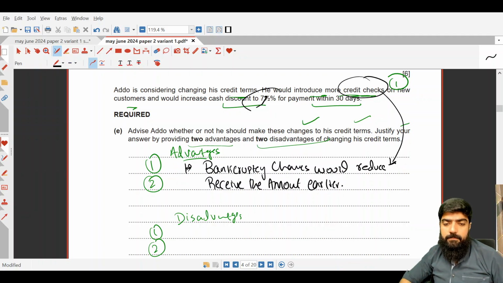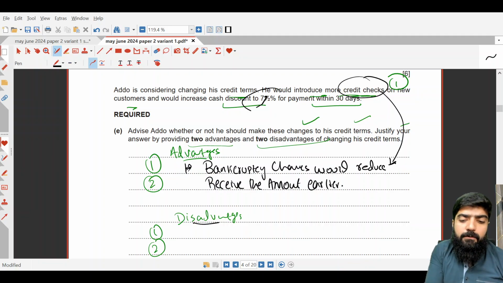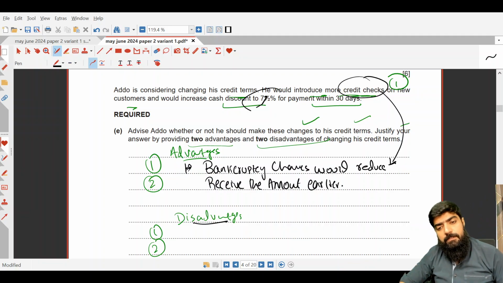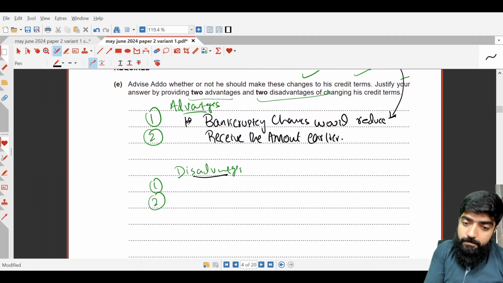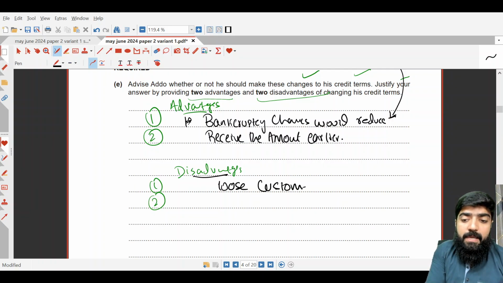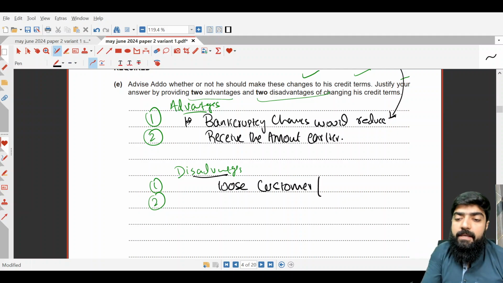Are you getting the point? Yes, sir. Okay, now can you please let me know the disadvantage? Yes, sir. The disadvantage is that you might lose potential customers, potential clients. It means they might lose customers, or they might not be able to sell goods. Or you can write it down, the main or good wording would be the sales would reduce, right?